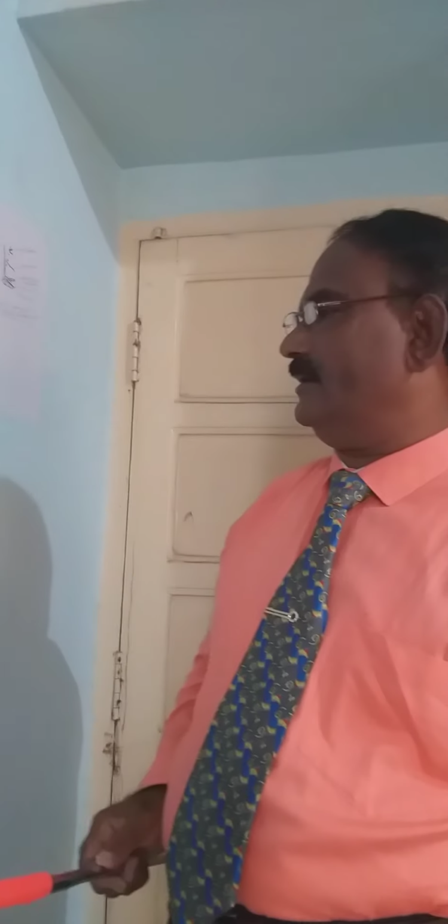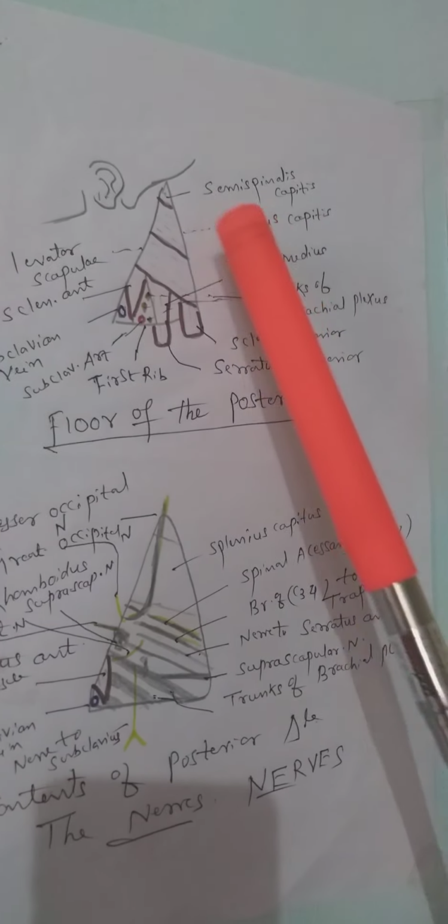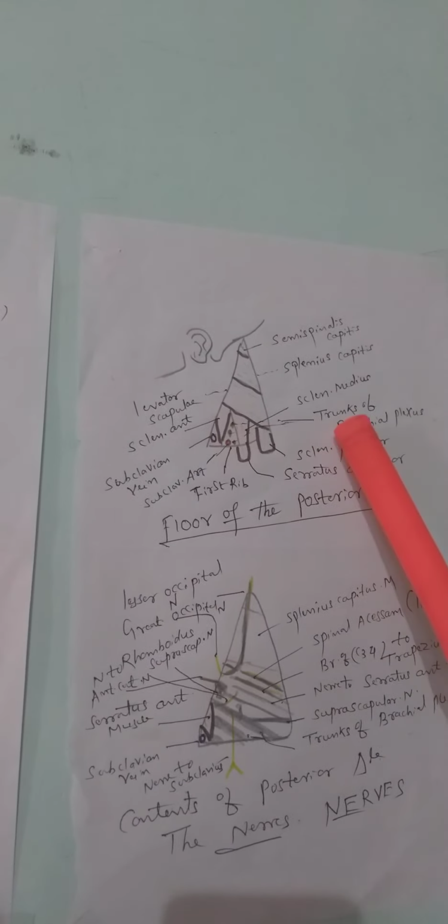This is one part. Now we'll go to the floor. We have seen the roof, we have seen the cutaneous nerves, we have seen the jugular vein, we have seen the platysma. Here in the floor, what do you see? This is the semispinalis capitis, splenius capitis, and splenius medius muscles.